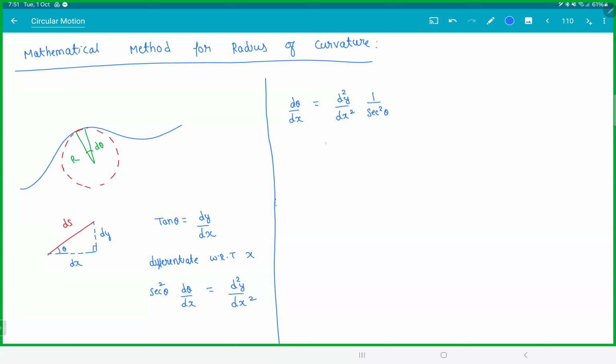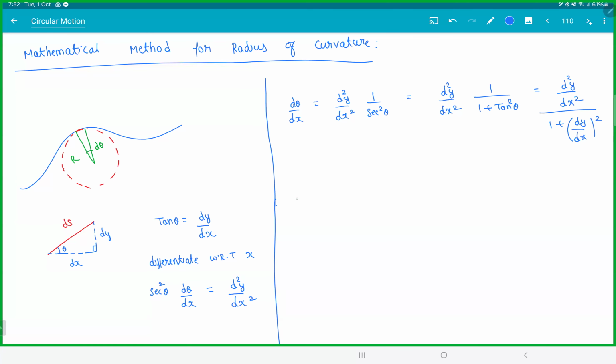But this is d square y by dx square, and secant square theta is what? Secant square theta is 1 plus tan square theta. And tan theta is again dy by dx. So that's d square y by dx square by 1 plus dy by dx whole square. So just keep it aside.